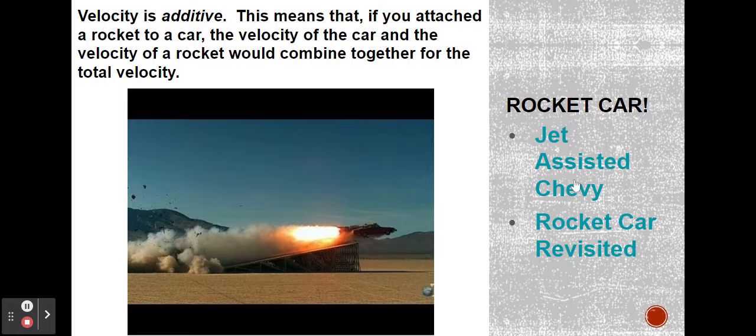To start with, we need to talk about something called velocity. It is what you call additive, meaning that if you were to take a car and drive it 60 miles an hour, and then you attach a rocket to it that shoots at 300 miles per hour, to find your final velocity of this object, you would have the 300 miles per hour plus the 60 miles per hour for the car. And then at the end, this rocket car would be going at 360 miles per hour, for example.